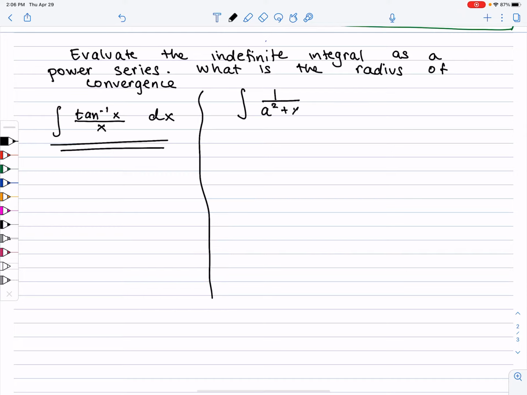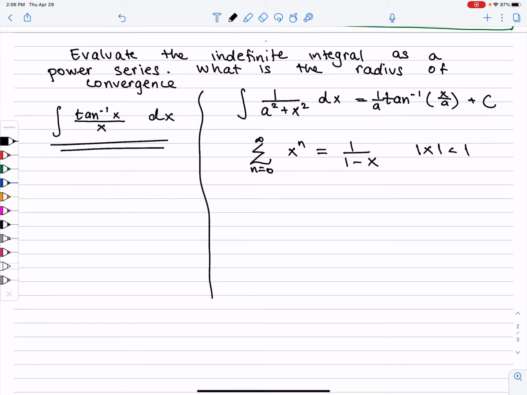a squared plus x squared dx is equal to tangent inverse of x over a times 1 over a plus your constant. Another concept that I want us to remember is that sigma, as n goes from 0 to infinity, of x to the nth power is equal to 1 over 1 minus x for x values that are less than 1 unit away from 0 or from the center.